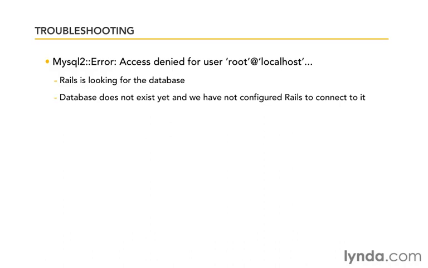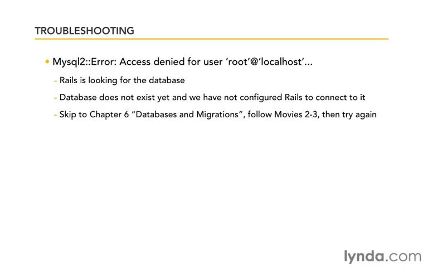So the solution is pretty easy, though. The solution is that you just need to skip ahead to Chapter 6, Databases and Migrations, follow Movies 2 and 3. Movie 2 will help you create the database. Movie 3 will configure Rails to connect to it. Then Rails will be able to find the database and connect to it, even though it's not using it. Now, if you didn't get this error, you don't need to worry about it. You just keep going. And when you get to Chapter 6, then you can create your database then.